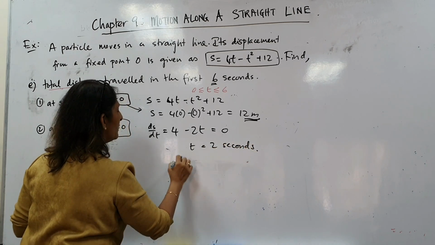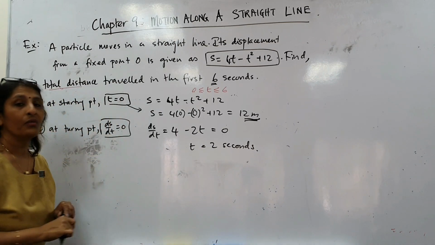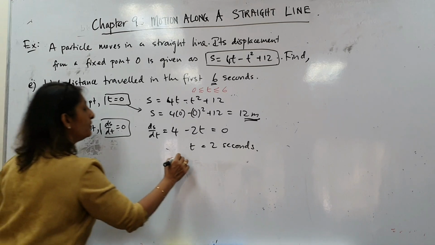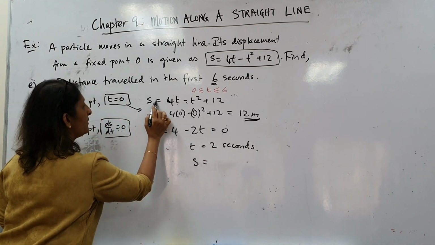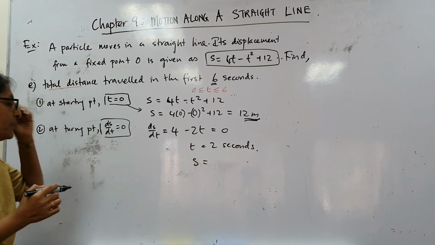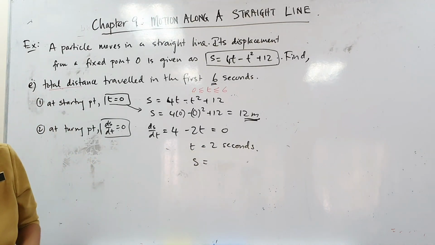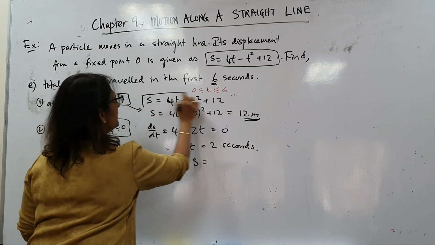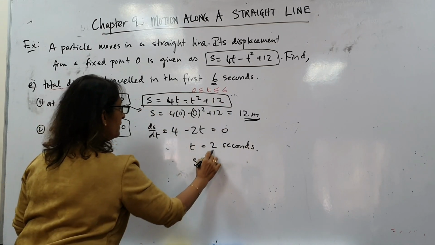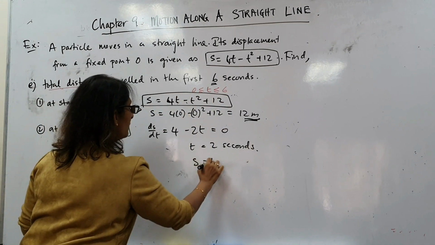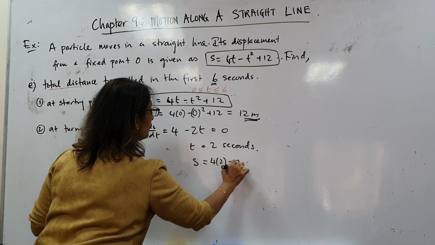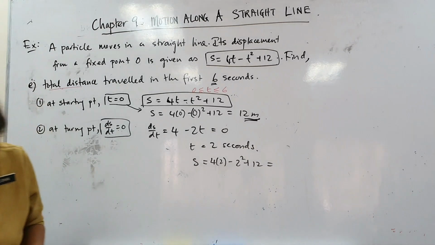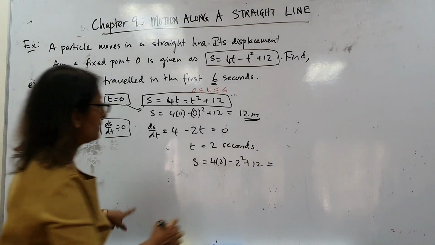But we don't want to find t only. We want to find s. So we have to now sub into the s equation here. You sub t equals 2. So this is your s equation, right? When t is 2, put the 2 here: 4 times 2 minus 2 squared plus 12. And you come to the answer, 16 meters.